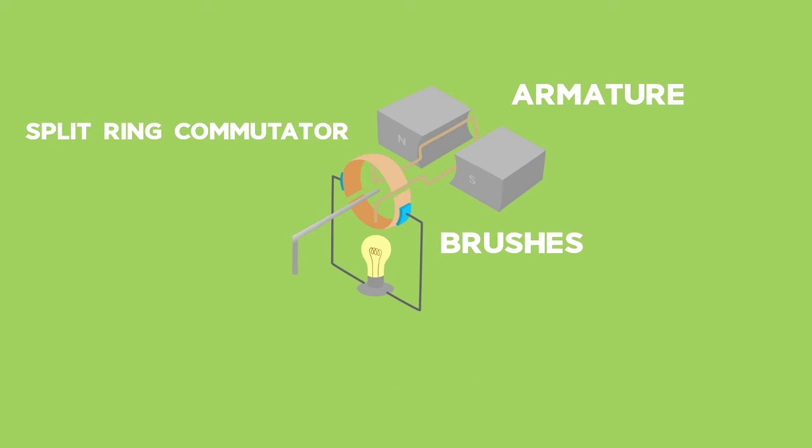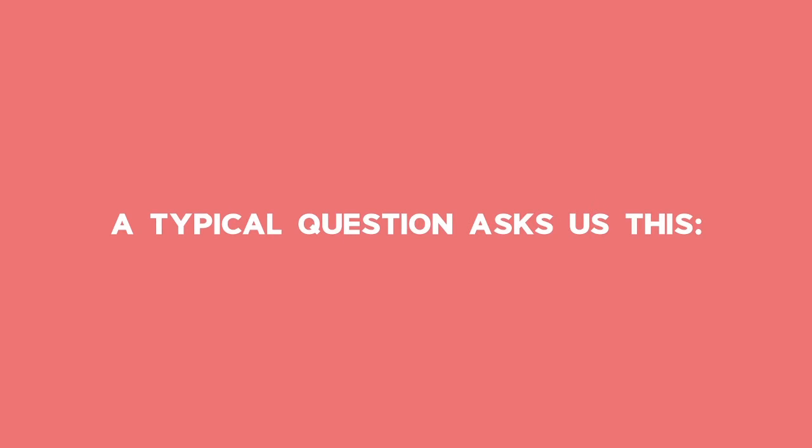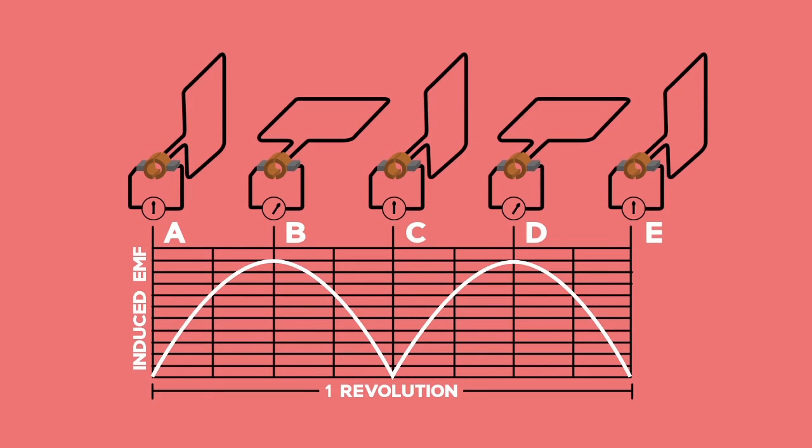But the current isn't made consistently. Sometimes there is a change in magnetic flux during the turn, sometimes there isn't. Let's freeze things for a moment. A typical question asks us this: Use the diagram to explain what is happening in the graph.